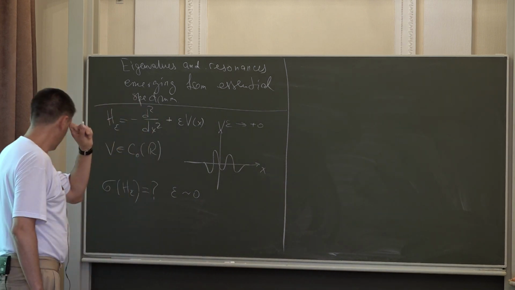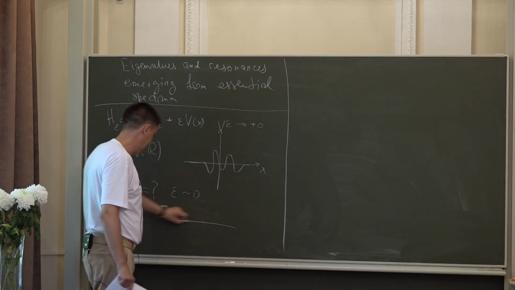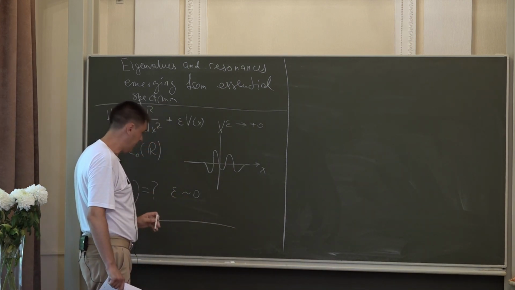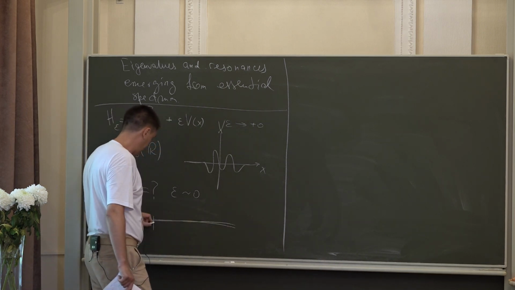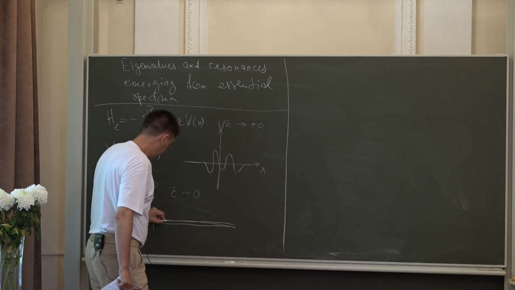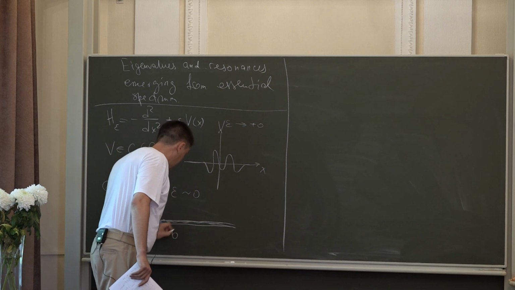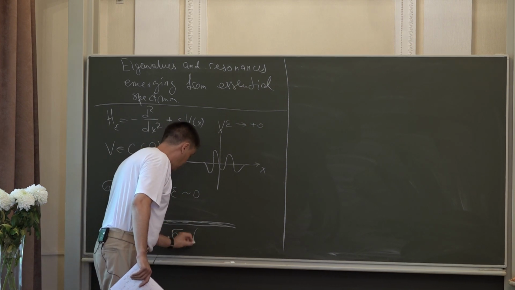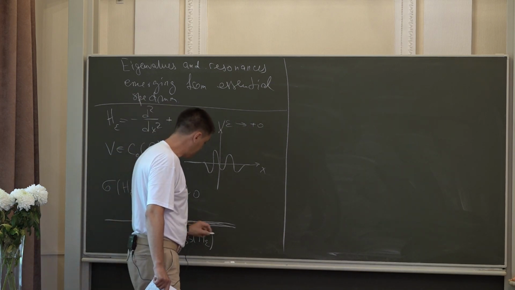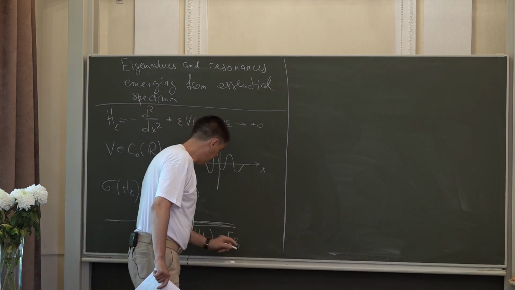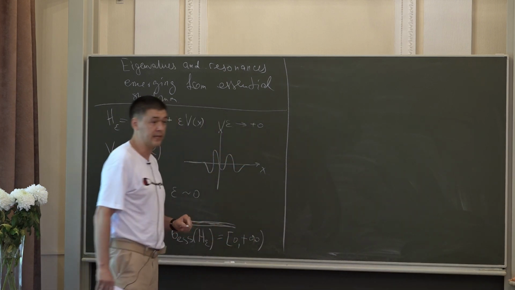Since the potential is compactly supported, it's actually a very simple task to show that the essential spectrum is the following half line with the bottom at 0. And it doesn't matter what is the epsilon and how the potential looks like. We always have that the essential spectrum is this half line.